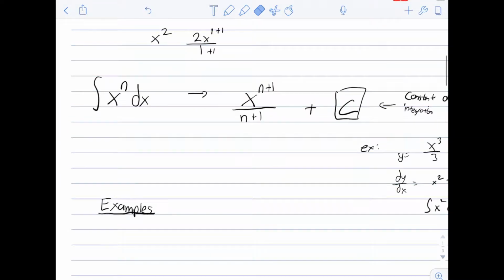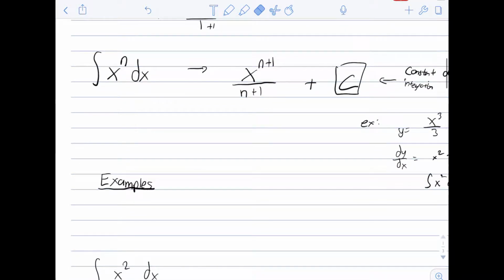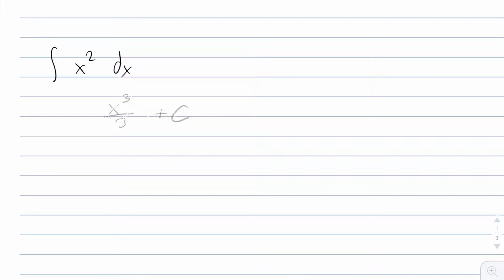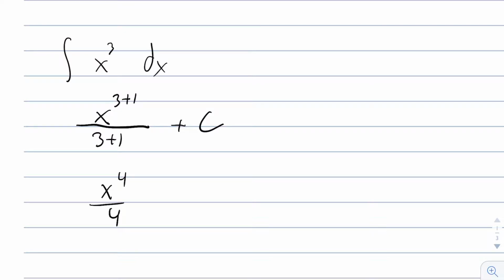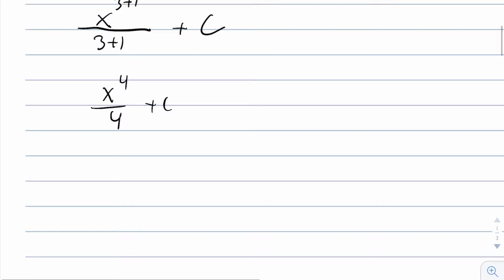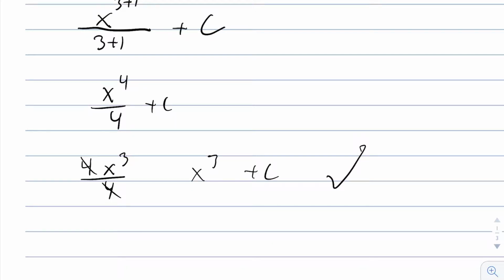Now we got a few examples. We'll start off with one that we just did, the integral of x squared. Let's make that x to the third. So, x to the third dx. We're going to do x to the 3 plus 1 over 3 plus 1 plus c. And that's going to be x to the fourth over 4 plus c. And if we take the derivative of this, well, let's see. 4x to the third over 4. Get rid of that, you're left with x to the third plus c. And that works. It checks out.